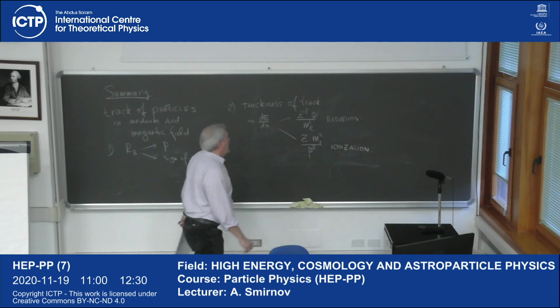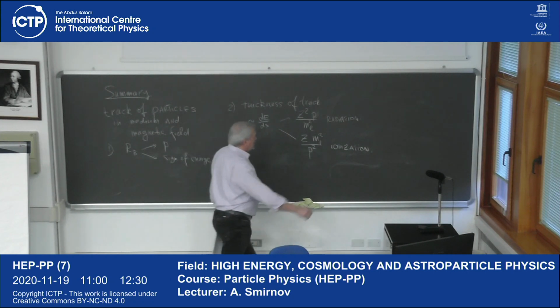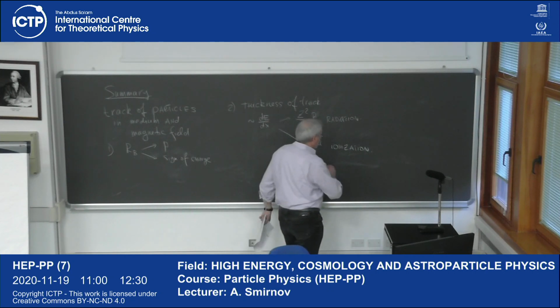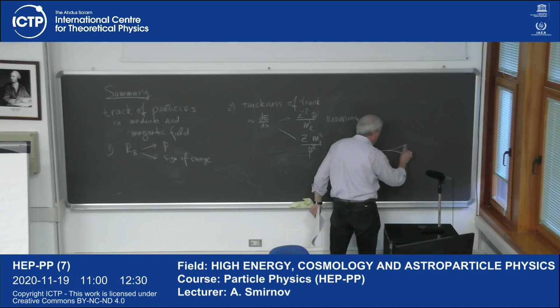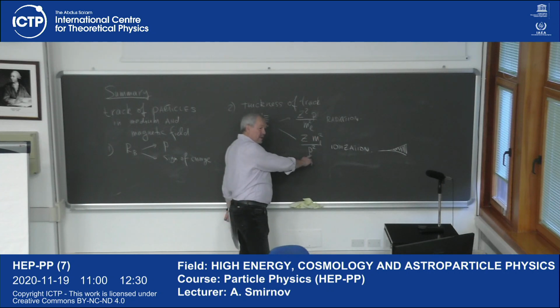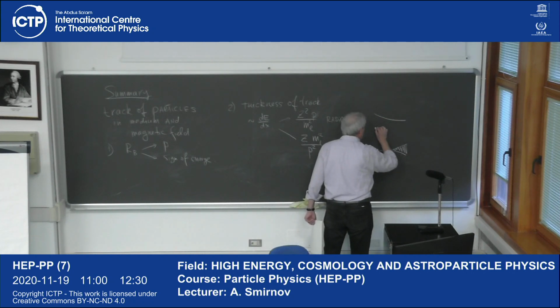And looking how the thickness of the track changes, we can determine what kind of energy loss dominates. So in the case of ionization, it's like here, the track becomes wider because the lower the energy, the lower the momentum is, the bigger the energy loss. And in the case of radiation, it becomes something like this.